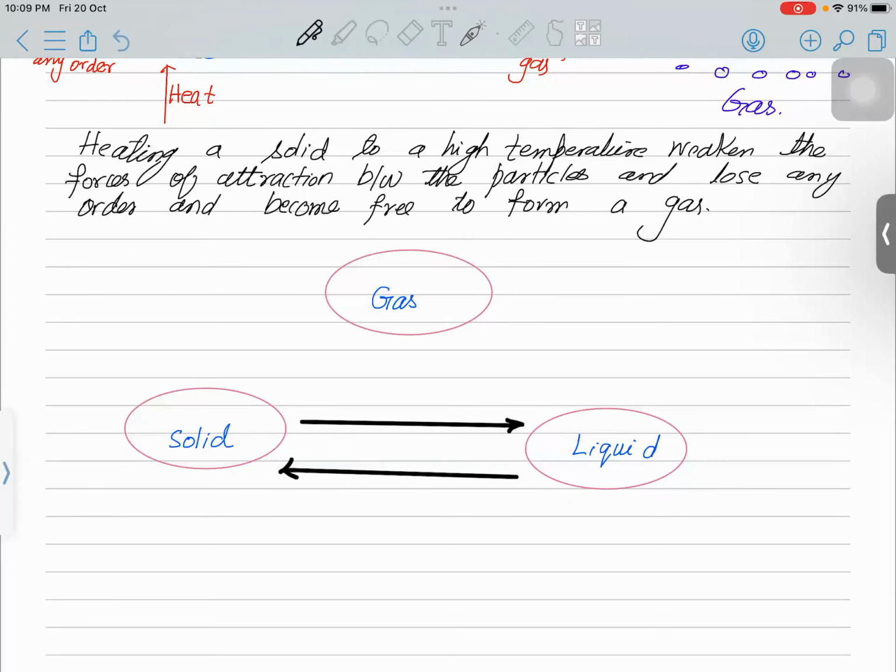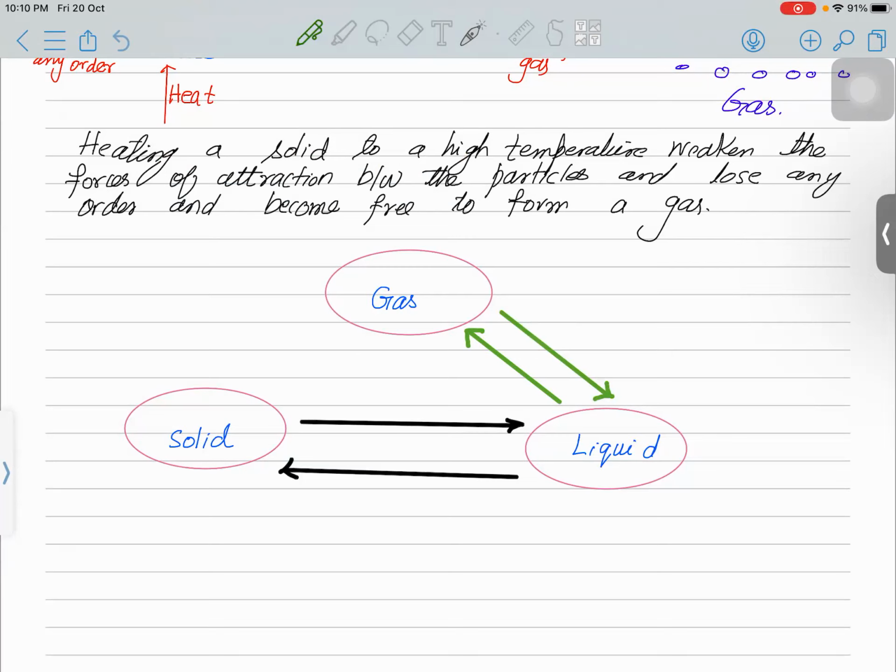Now liquid convert into gas. This is called evaporation. And gas convert into liquid. This process is called condensation. Very good.